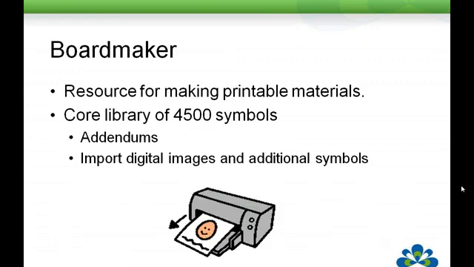Boardmaker is a resource for making printed materials. There's a core library of 4,500 symbols, but you can add to that with addendums. And you can also add to that library with importing digital images and additional symbols. So really that version is just for making stuff that you print.